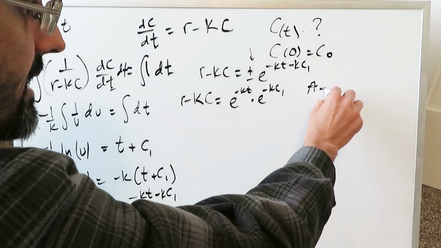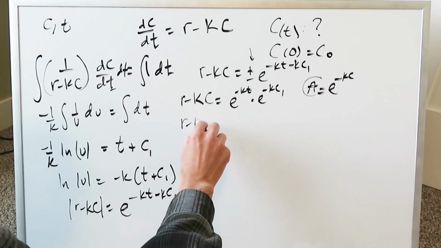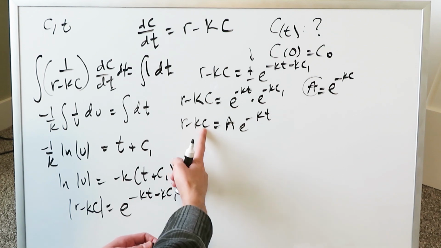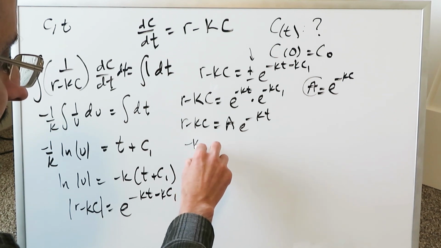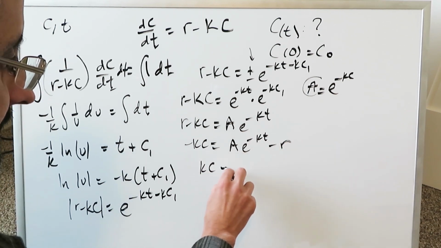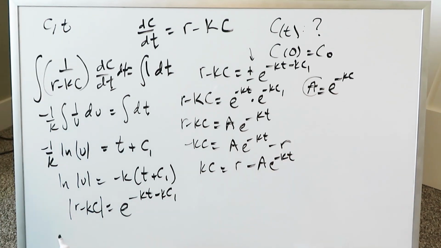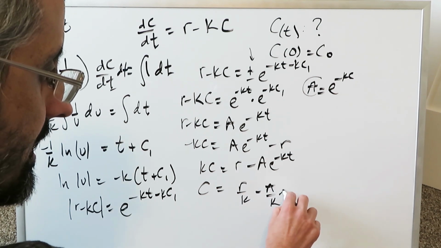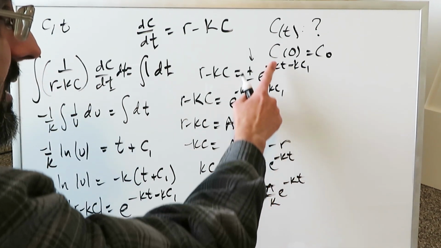A substitution is needed here. A is equal to e to the power of minus kC1. This will substitute for this right here. r minus kC is equal to A e to the power of minus kt. Now start solving for this C, because in the end we have to develop this expression for concentration with regards to time. Minus kC is equal to A e to the power of minus kt minus r. kC is equal to, flipping these around by means of the negative, r minus A e to the power of minus kt. C is equal to r over k minus A over k e to the minus kt. You can bring this all under a common denominator if you want, but we still have to do this part right here.